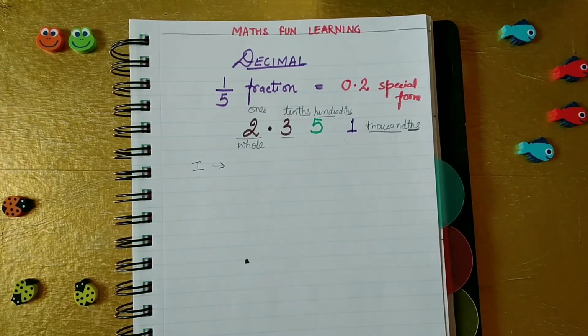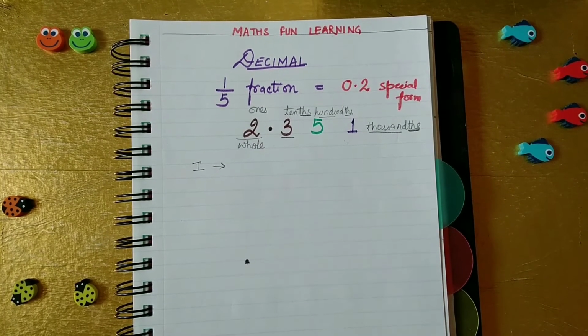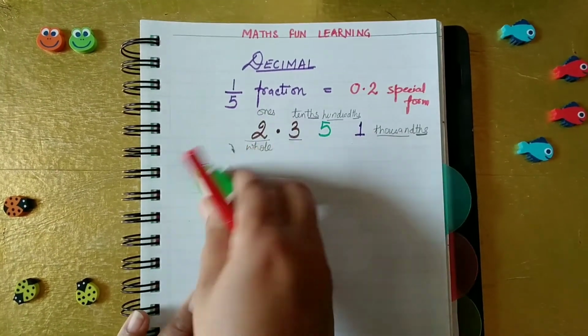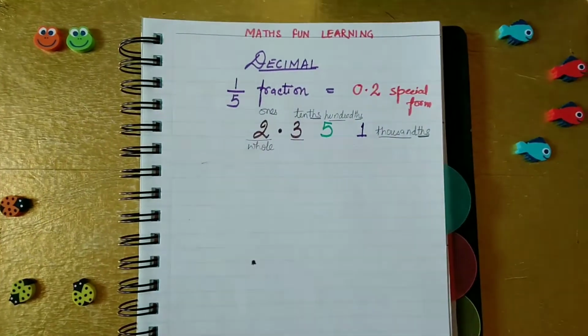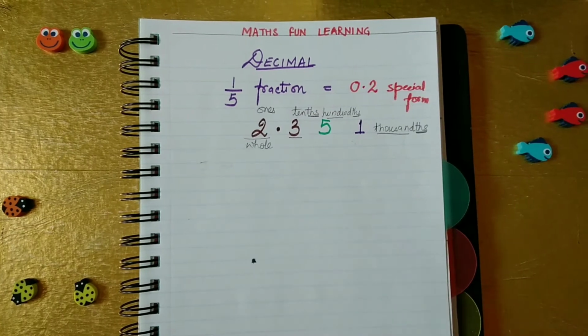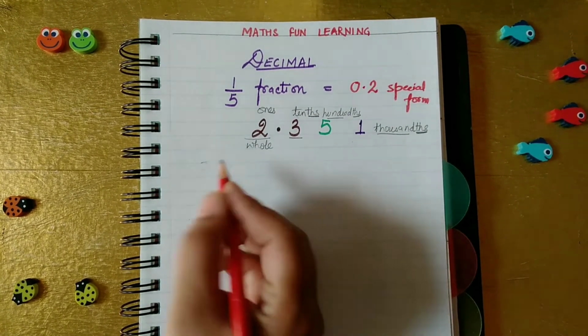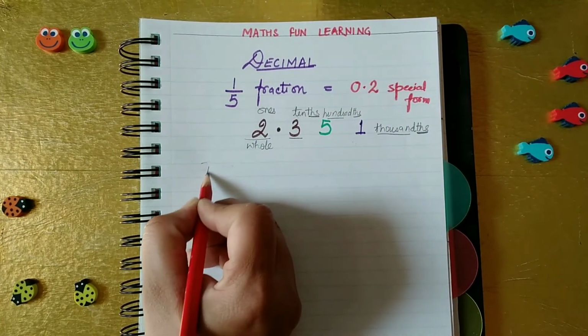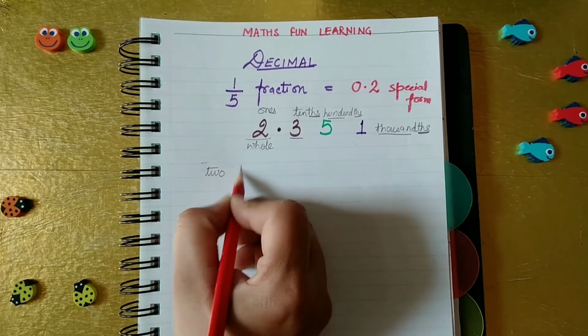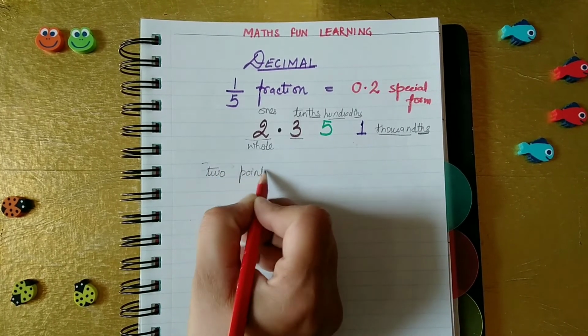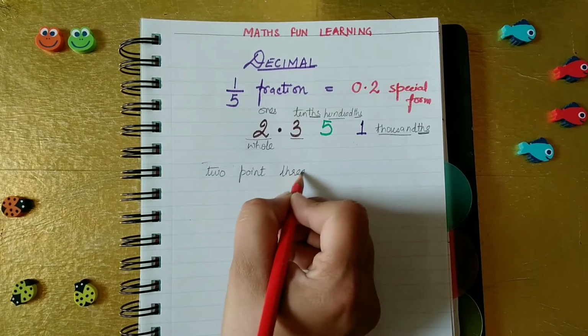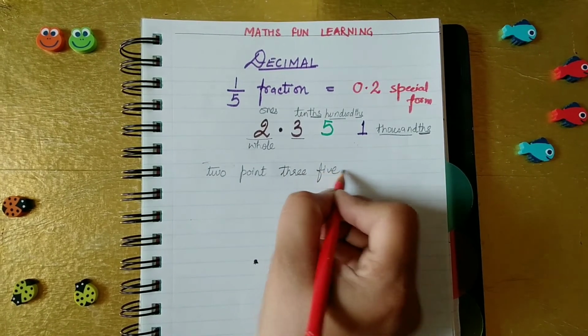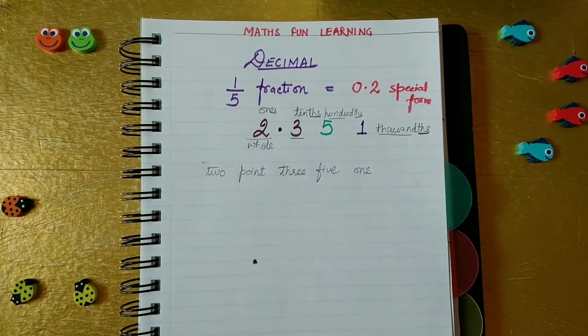Okay, now let me write the number name of this. How to write this as a number name. So I'll just write 2.351. This is the correct way of writing a decimal.